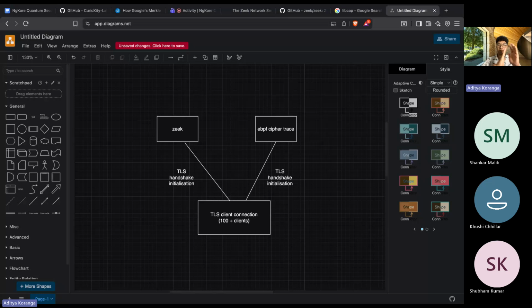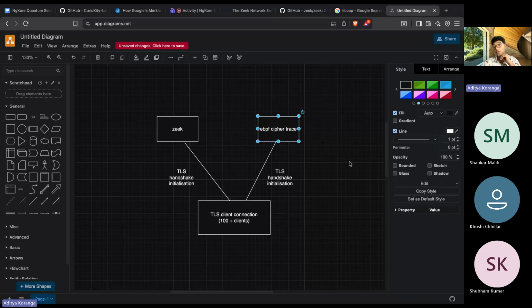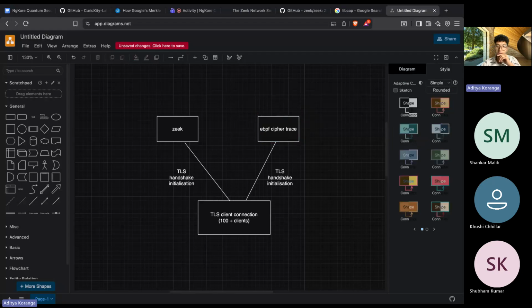So we'll try to create 100 TLS handshakes with Zeek and 100 TLS handshakes with eBPF cipher trace, and then we will see which of these tools is utilizing the resources more, what the behavior of the output is, what type of TLS-related information for our crypto inventory we can gather, and how much time it takes. So all those benchmarking criteria we will try to cover, and the desired output would be that eBPF cipher trace shows better performance in resource utilization, timing, and output.